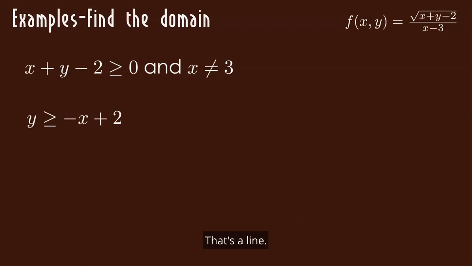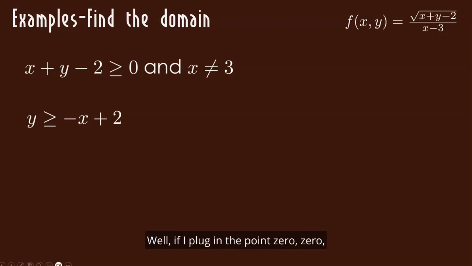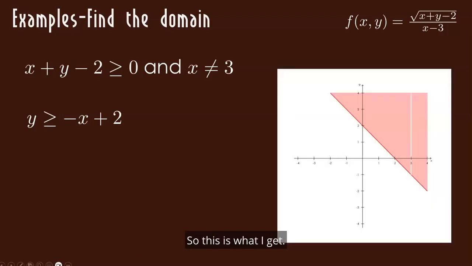Super duper, that's a line. I know how to graph a line. It's greater than or equal to, so it's a solid line. I just have to figure out which half plane to cover. Well, if I plug in the point 0, 0, is 0 greater than or equal to 2? No, it's not. So the half plane that contains 0, 0 will not be colored. So this is what I get.